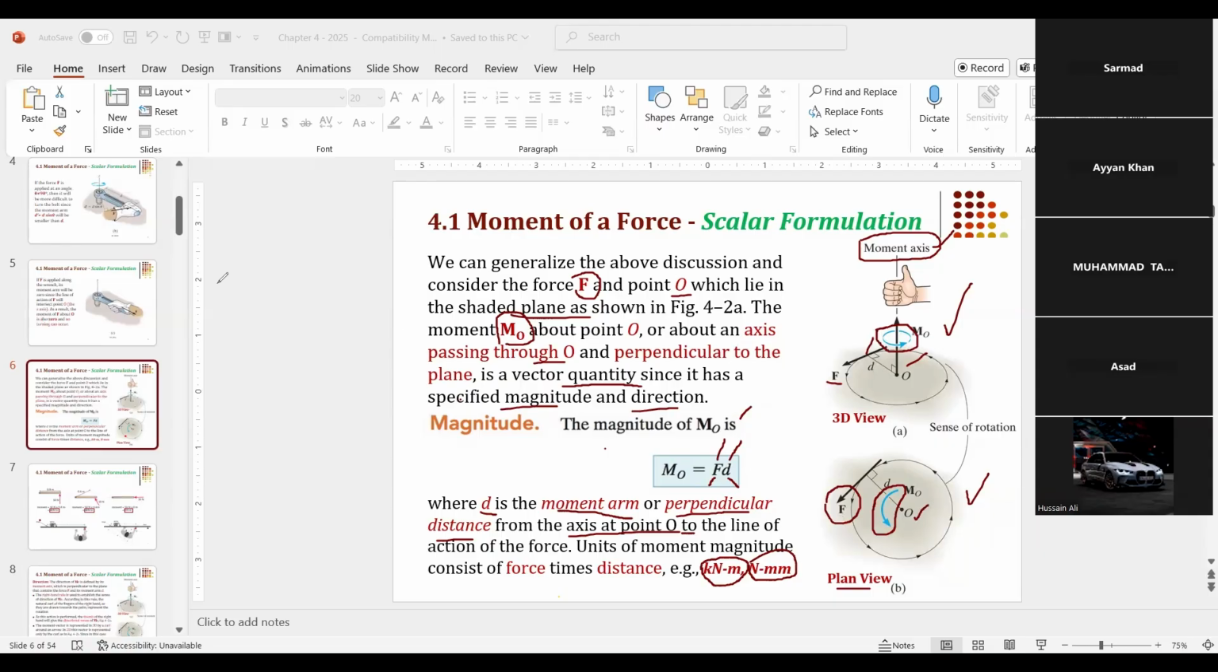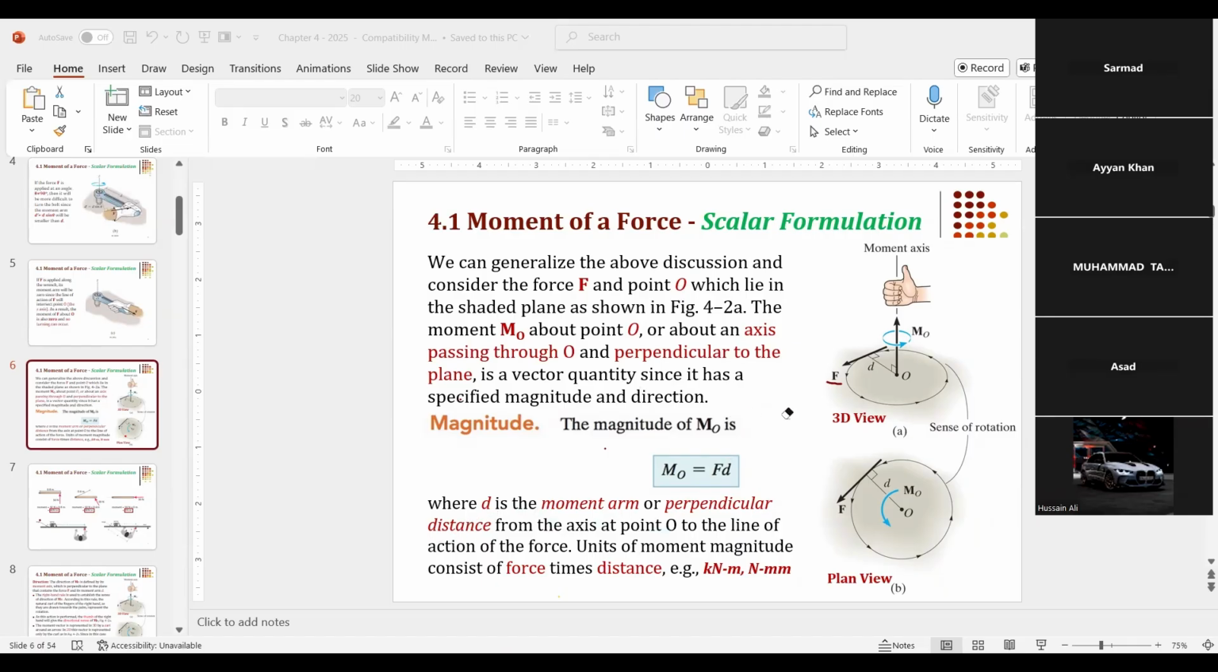Okay, so this is the basic concept. So far we have learned that a force can produce moment about a point which is not on its line of action, and you can calculate that moment by multiplying the force with the perpendicular distance with respect to the point about which you want to calculate the moment.